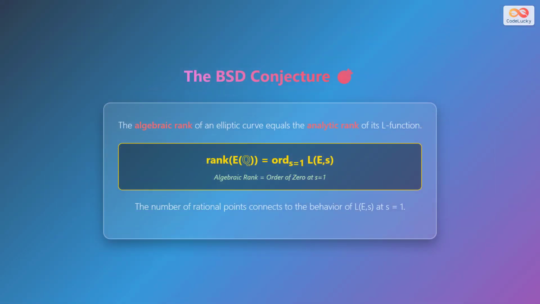Here comes the main topic. The Birch and Swinnerton-Dyer conjecture, often abbreviated as the BSD conjecture, proposes a deep connection between an elliptic curve and its associated L function. The conjecture states that the algebraic rank of an elliptic curve is equal to the analytic rank of its L function. In mathematical terms, the rank of E over Q equals the order of vanishing at s equals 1 of L of E, s. This equation tells us that the number of rational points on an elliptic curve is intimately connected to the behavior of its L function at s equals 1.